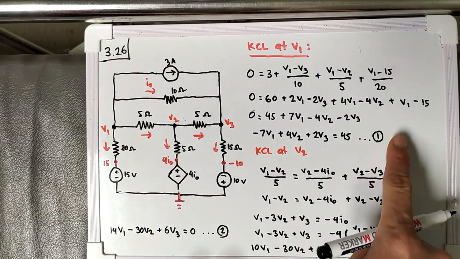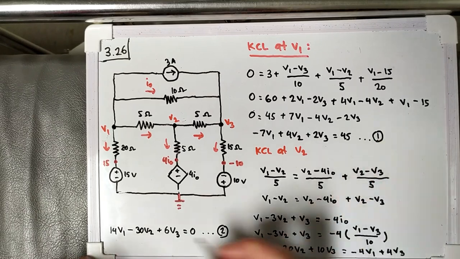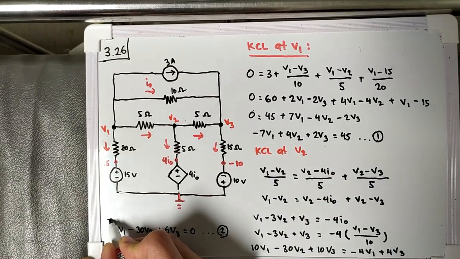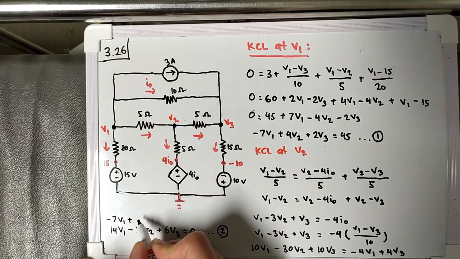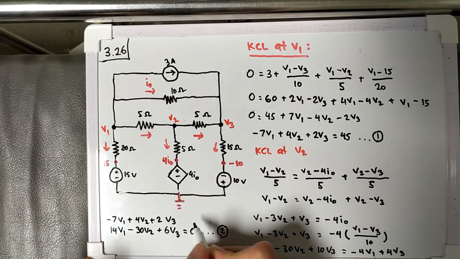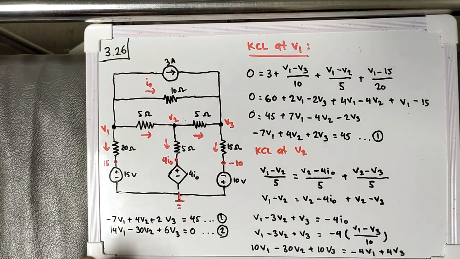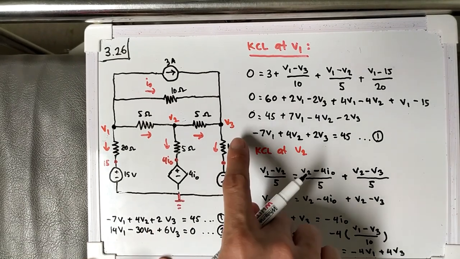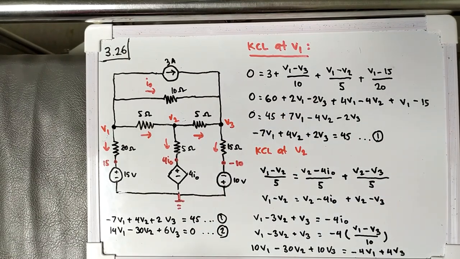So I will keep these equations and erase all of this. So let's write that, minus 7 V1 plus 4 V2 plus 2 V3 is equal to 45, and keep this as equation number 1. So we still need one more equation, and we will get that by using these notes. Let me erase the board.